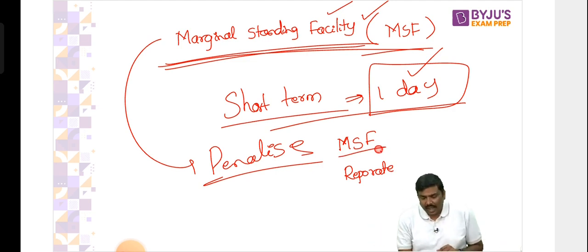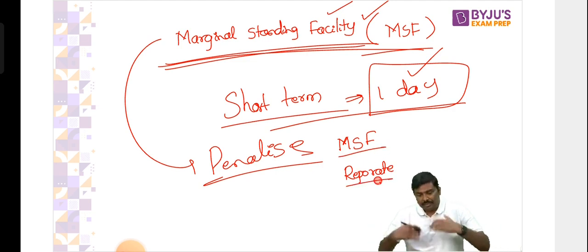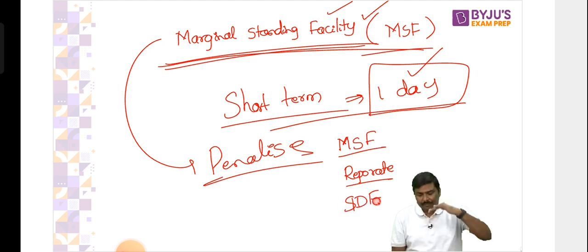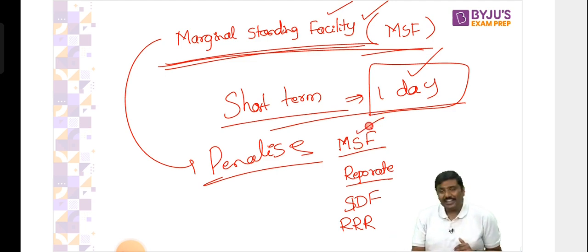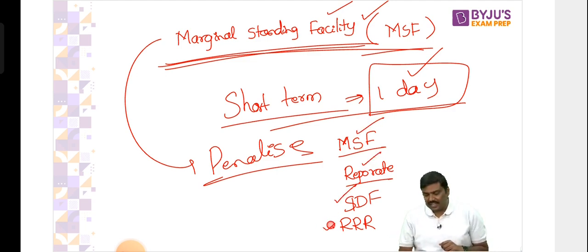And now look at this. Highest is MSF. Below that is repo rate. Below that is the standing deposit facility. And below that, it is the reverse repo rate. Any doubts in understanding this? Highest rate of interest that RBI charges is MSF. Below that is repo rate. Below that is SDF. Below that is reverse repo rate.